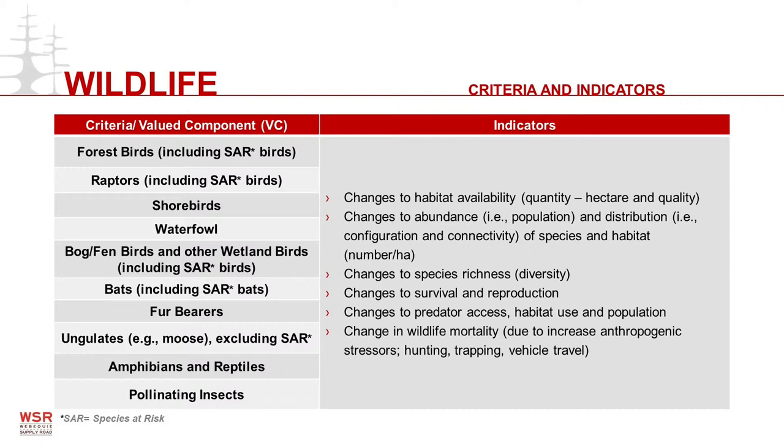Change in wildlife mortality. The death rates of wildlife could be from lots of different things. Could be, as I have on the screen here, due to an increase in anthropogenic stressors. Now, what does that mean? That means man-made, man-created impacts or things that can impact the mortality, how long a particular animal lives. For example, vehicle travel could be part of that too. There could be mortality associated with travel along the community, the all-season road as well.